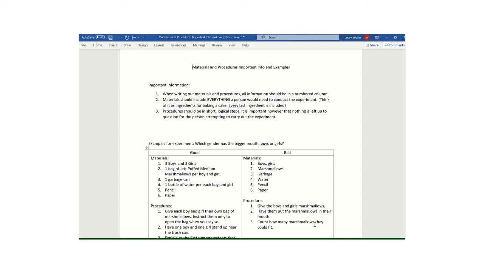Okay, so what I'm about to show you here is a document that basically goes through a couple bits of important information and then shows you an example of a well-written procedures list and a poorly written one. So starting up here at the top, when you write out your materials and procedures, everything should be in a numbered column. So when I get your paper back, I should see step 1, step 2, step 3, step 4, okay, however many steps it takes.